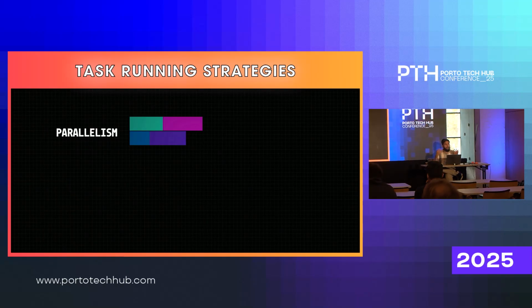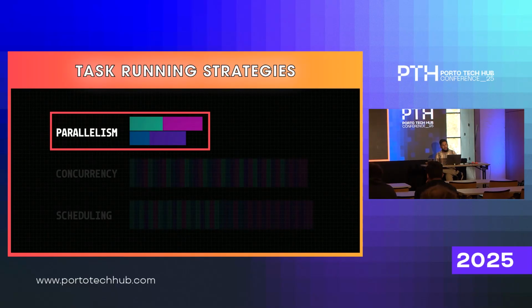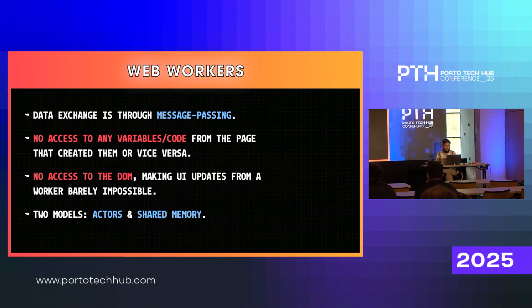So if we were to visualize, this is what parallelism would look like. So, back to our previous 4 tasks. And concurrency and scheduling would be something along the lines of that. So let's start the other way around and let's talk about parallelism.